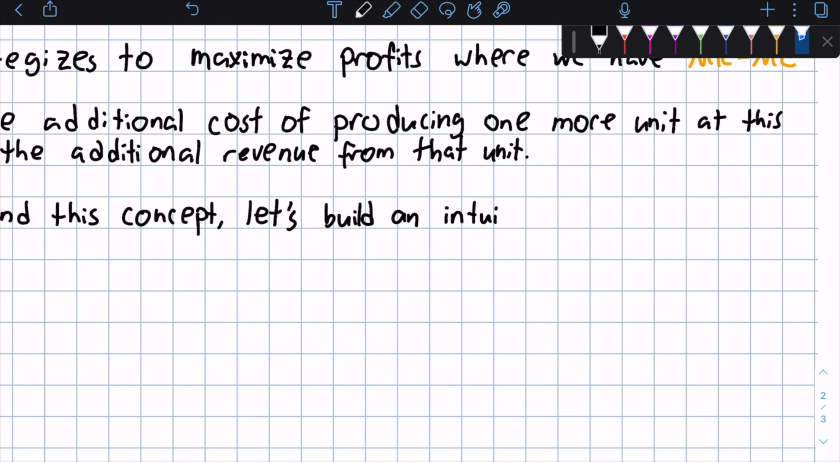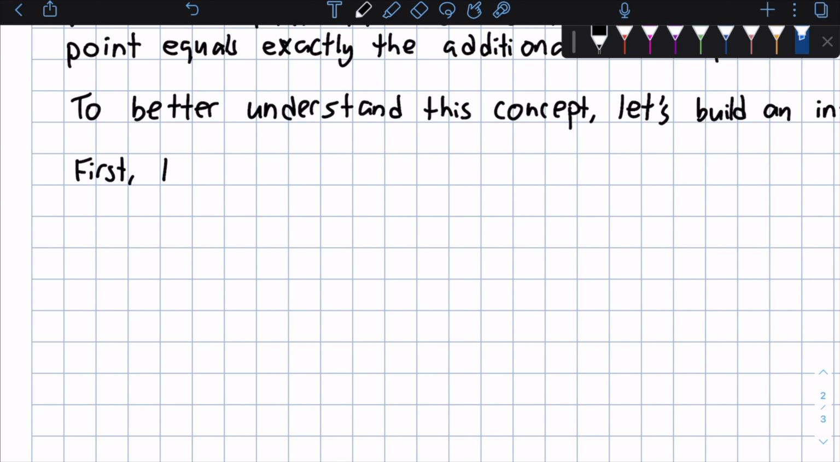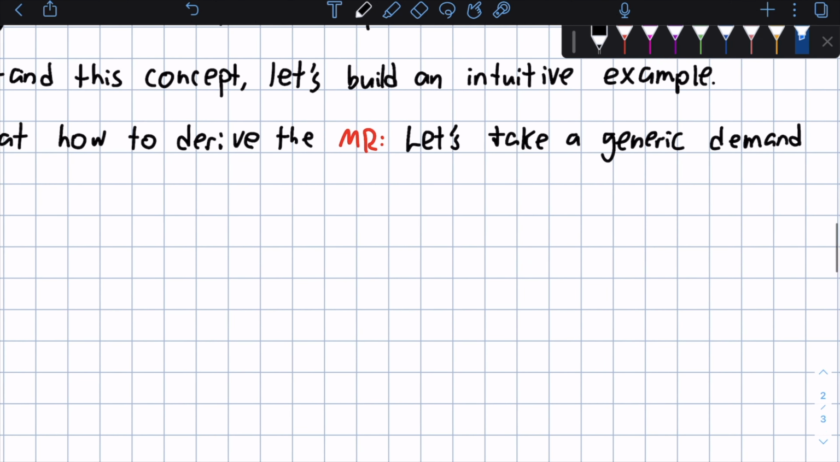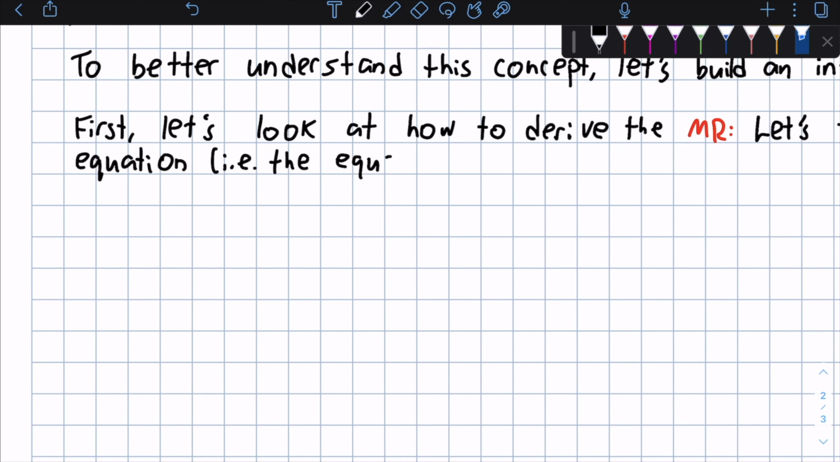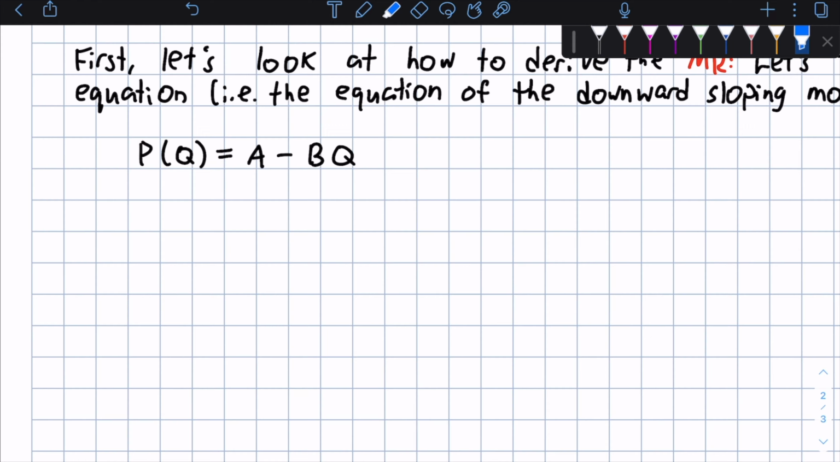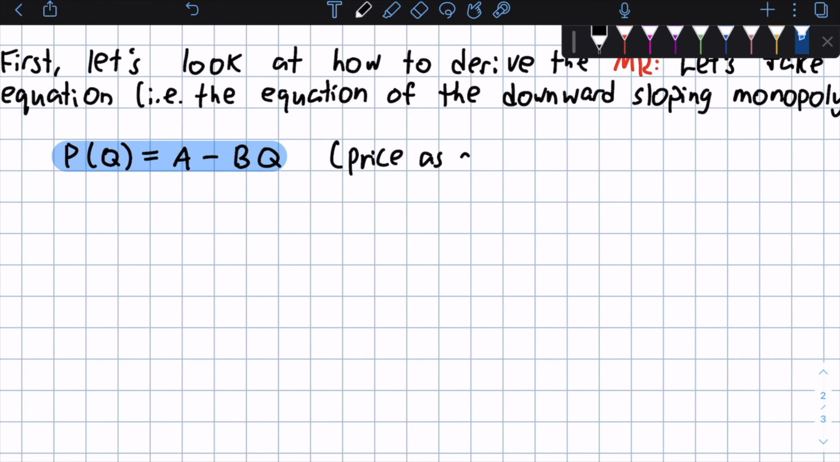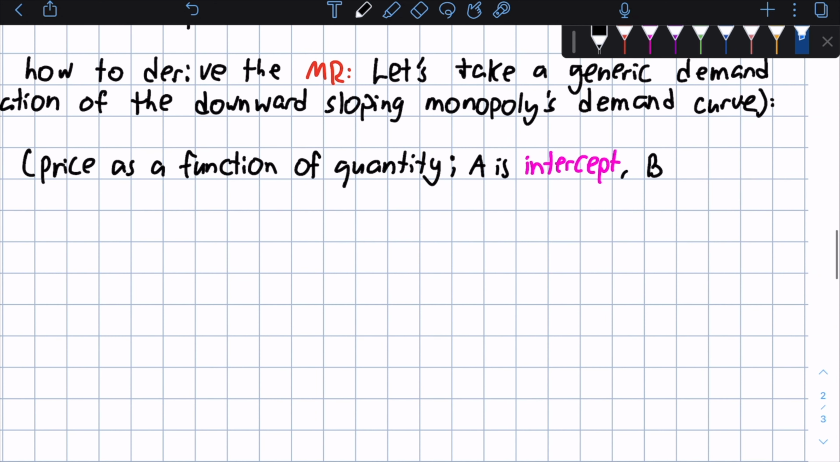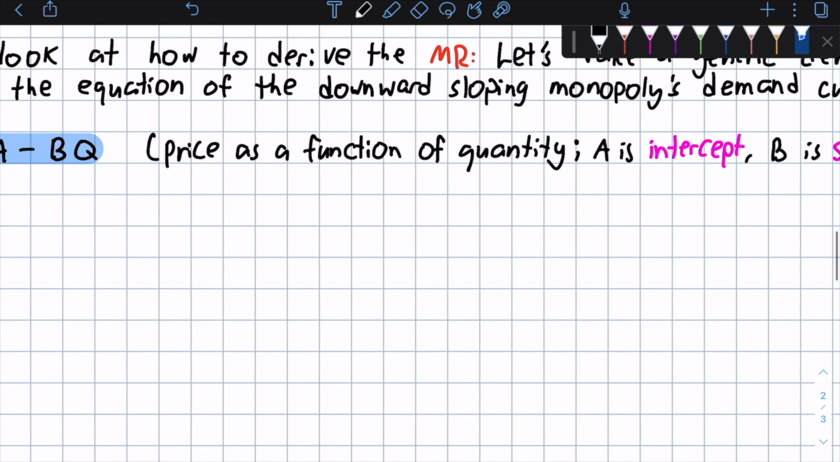So to better understand this, let's build an intuitive example and a visual illustration as well. So let's look at how to derive the marginal revenue. So we'll take a generic demand equation here, and this is the equation of the downward sloping monopoly's demand curve, which is what we're going to be looking at. So here we can see we have that general equation, y equals mx plus b, typical format, and we have a as the intercept and b as the slope.